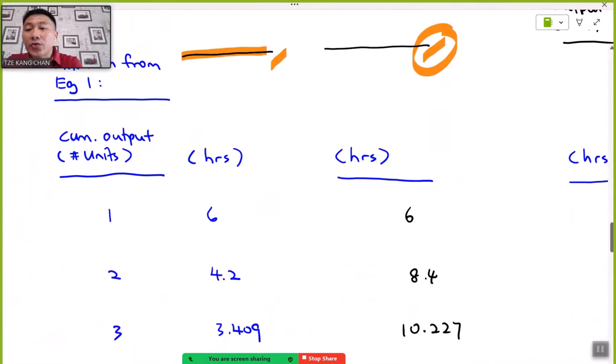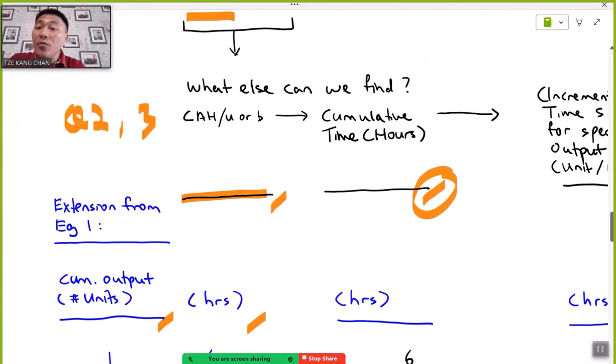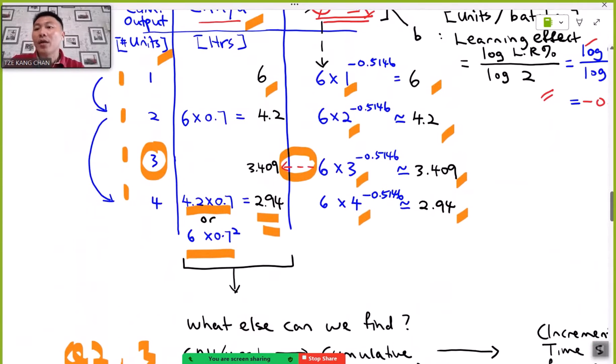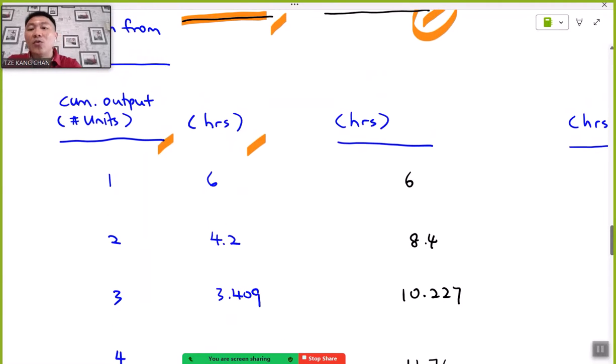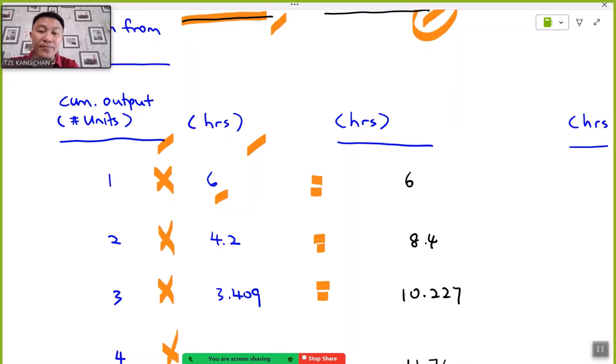The first 2 columns were extracted from the above. The cumulative output is still required the same to be 1, 2, 3, and 4. The cumulative average hour per unit was copied and extracted from the above. Once we know how long it took on average to make 1 unit, we just have to multiply with the output. That will give rise to the cumulative hours as such.